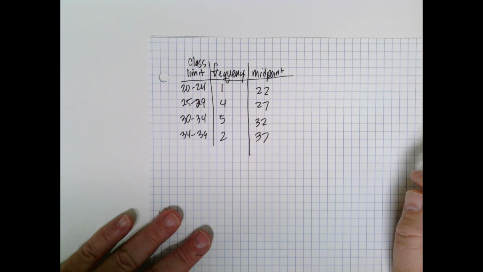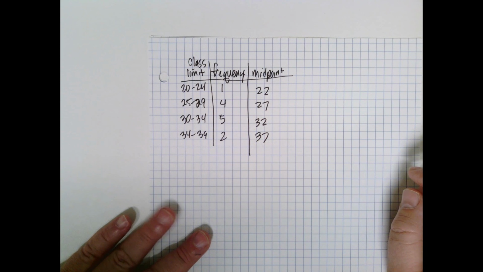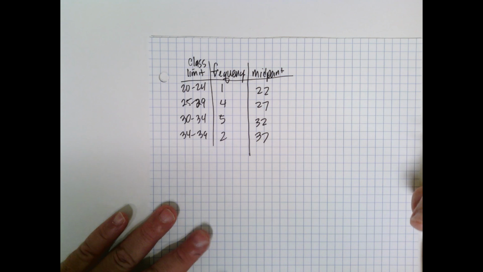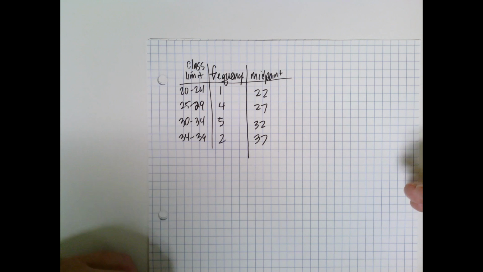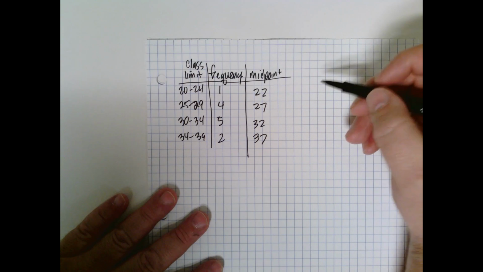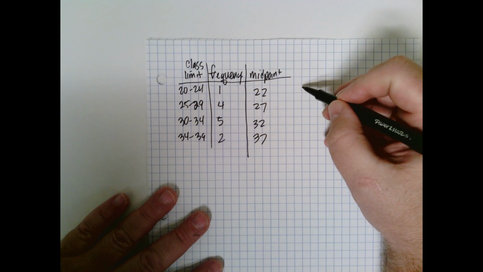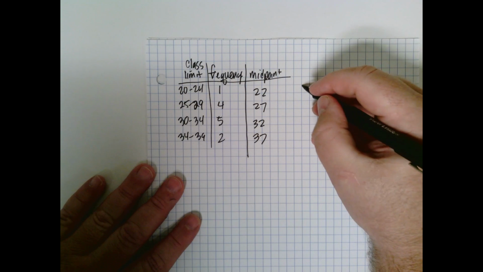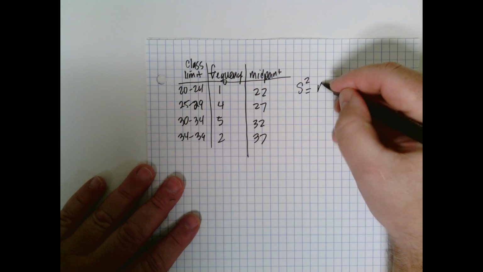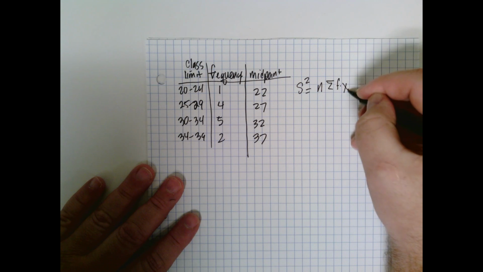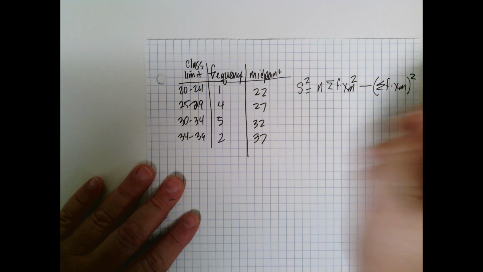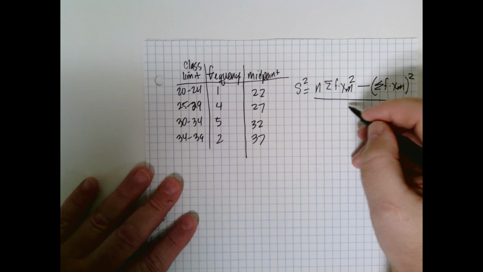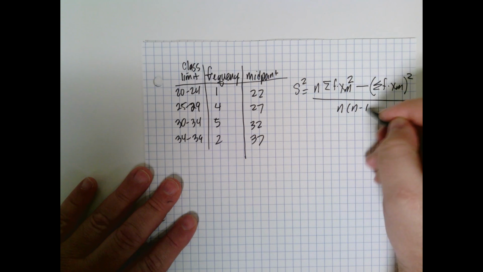So now we're going to do the variance and standard deviation for grouped data. The formula we use, we're going to always assume for class purposes anyway, that it's going to be a sample. And it's very similar to the original one. In fact, it really is. So let's write that down. n times the sum of the frequency times the midpoint squared, minus the sum of the frequency times the midpoint, the total squared, all over n times n minus 1.